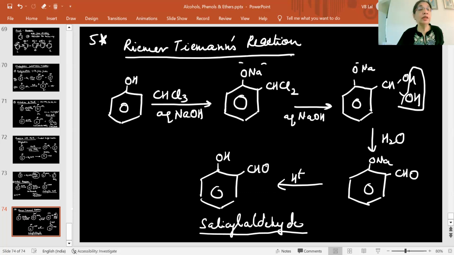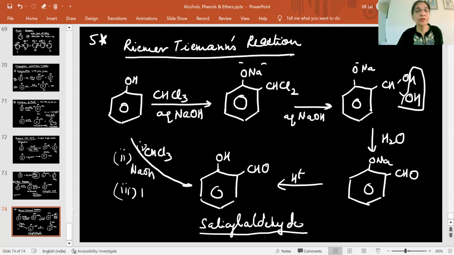So you can learn all these steps if you want to. Otherwise, you can directly write on the arrow just CHCl3, and 1, and then 2 is NaOH, and 3 is H+. So if you do all this, you can directly get salicylaldehyde. What do you call this reaction? Reimer-Tiemann reaction. So this is reaction number 5 for phenol.